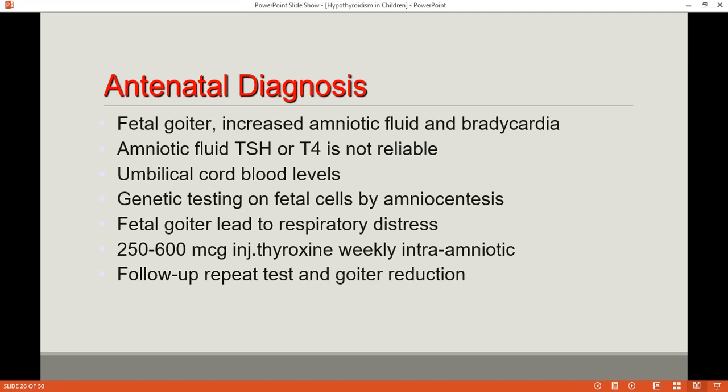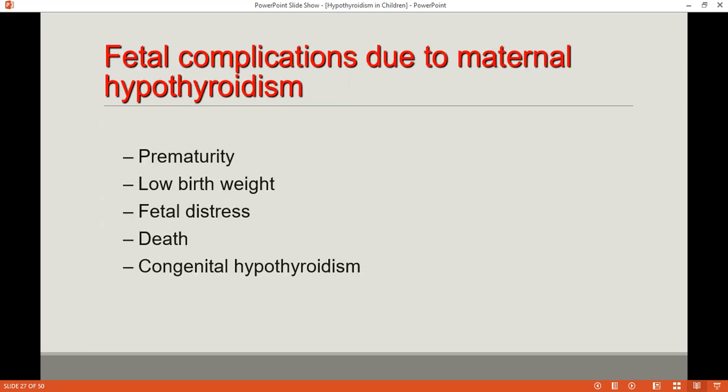Regarding antenatal diagnosis, there may be fetal goiter, increased amniotic fluid, and bradycardia. Genetic testing can be done on the fetal cells in the amniotic fluid. Otherwise, it is difficult to diagnose antenatally. Fetal complications due to maternal hypothyroidism include chances of prematurity, low birth weight, fetal distress, and sometimes intrauterine death, and congenital hypothyroidism is always present.